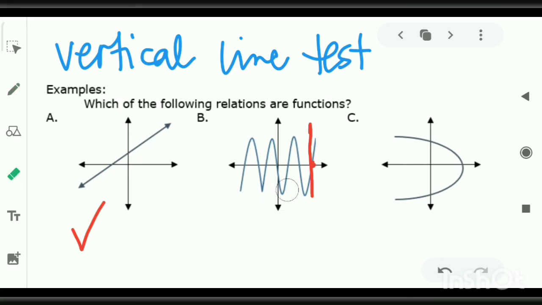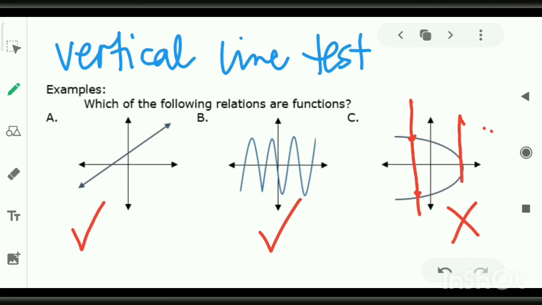Now, seeing that it will intersect with the graph once anywhere across the graph, then letter B also represents a function. Now for letter C, if we draw the vertical line here, it will intersect the graph once. But if we draw the vertical line here, it will intersect with the graph twice. Now, this makes this graph not a function.